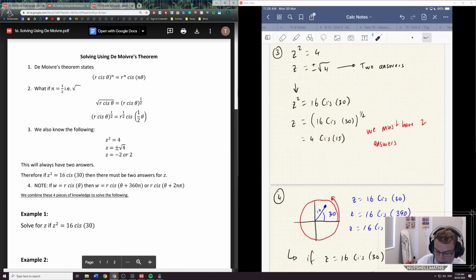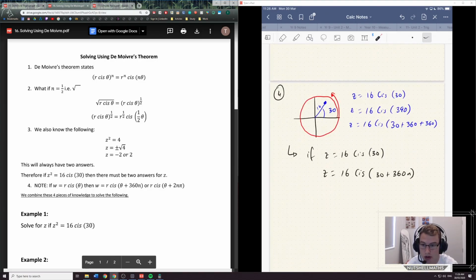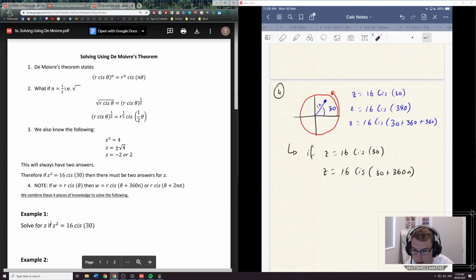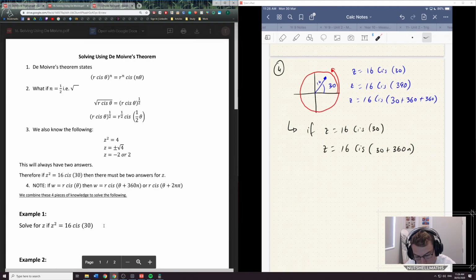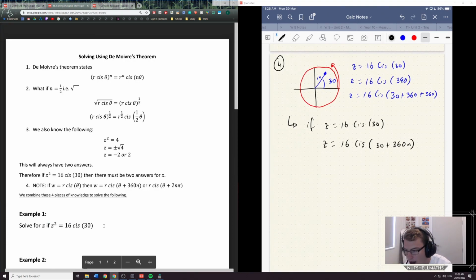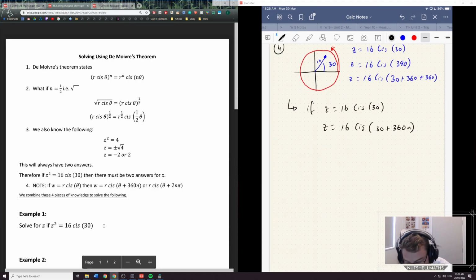So if we go back to this question, I've got the question on the left here, example 1. You see that? Let's start it again and use these 4 bits of knowledge. This is why this is the hardest thing you've done so far, because you have to combine like 4 theories together to nail it. And it's all theories that we've just learnt. So let's look back at example 1.